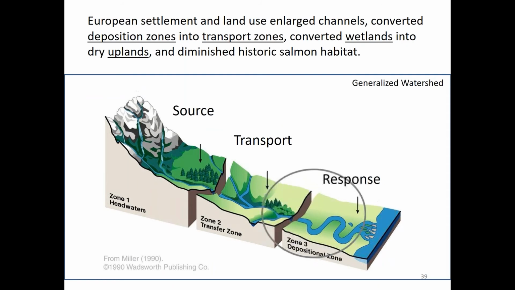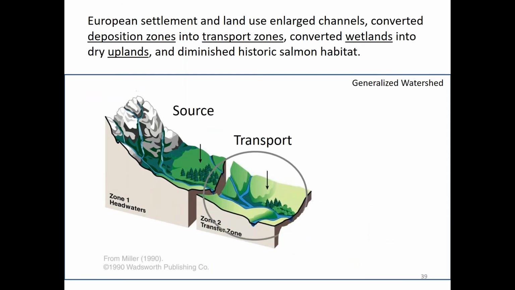So to summarize the impacts, European settlement and land use has enlarged channels in order to drain the land, has converted deposition zones into transport zones, therefore converting wetlands into dry uplands, and seriously diminished historic salmon habitat.